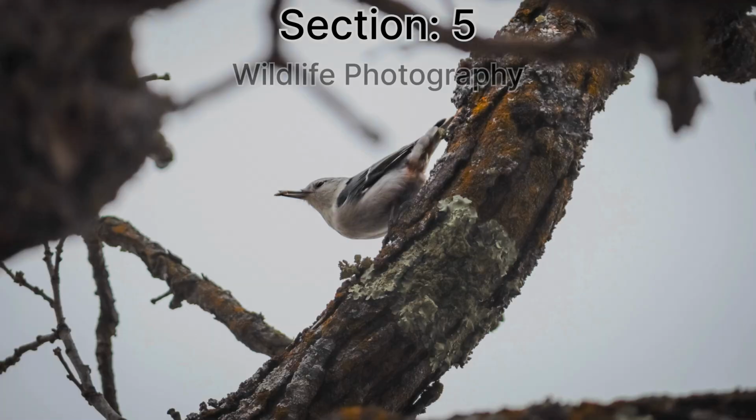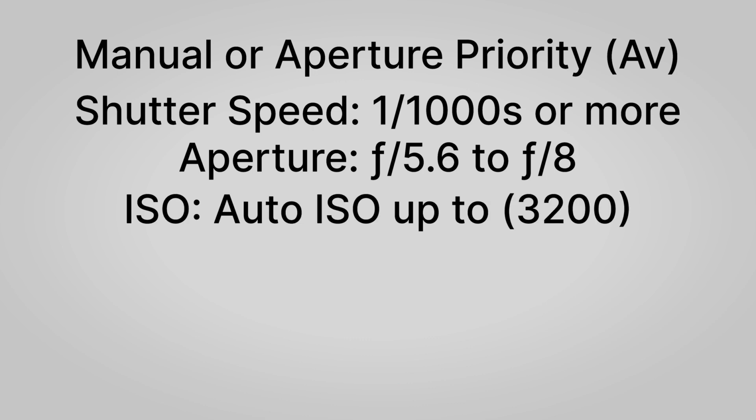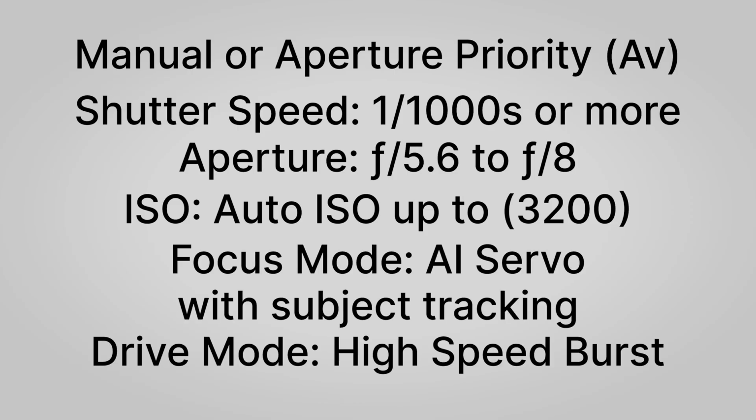Section 5. Wildlife photography. Wildlife photography takes patience and always wanting details and reach. Mode I use is manual or AV aperture priority on my Canon 90D. Shutter speed: 1/1000 or usually more. Aperture: f5.6 to f8. ISO: auto ISO up to 3200. Focusing mode: AI servo with subject tracking. Drive mode: high speed burst.